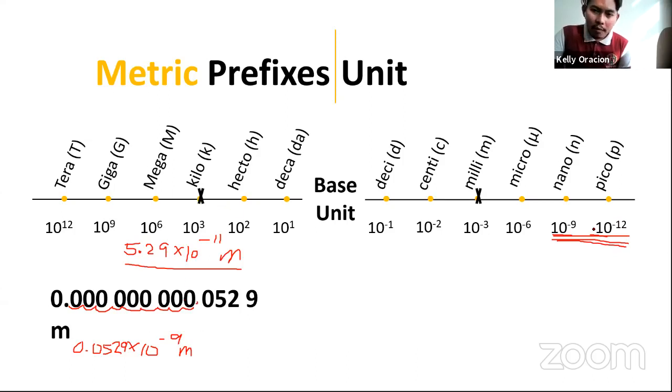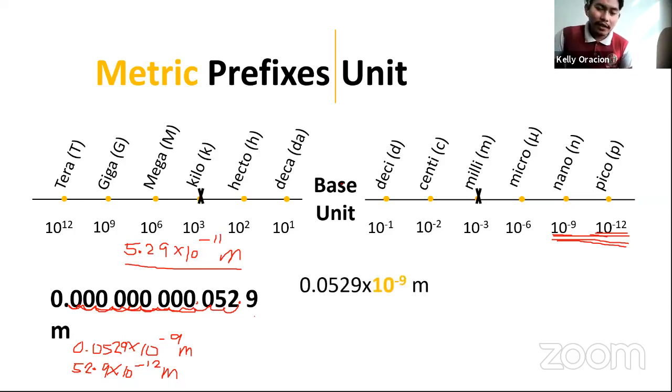Now, how about 10 raised to negative 12? How about 10 raised to negative 12? If we count again, 1, 2, 3, 4, 5, 6, 7, 8, 9, 10, 11, 12. With an exponent of 12, the scientific notation here is 52.9 times 10 raised to negative 12 meters. Okay, that's the conversion.